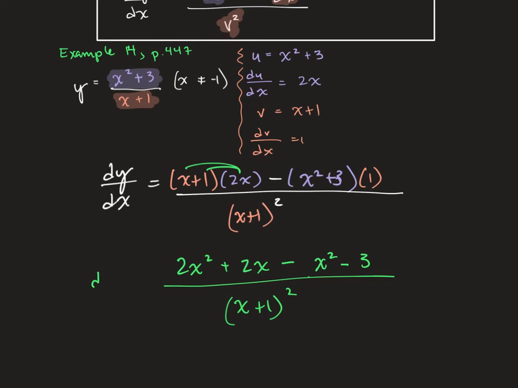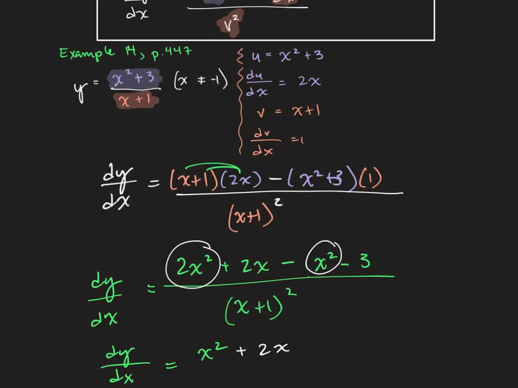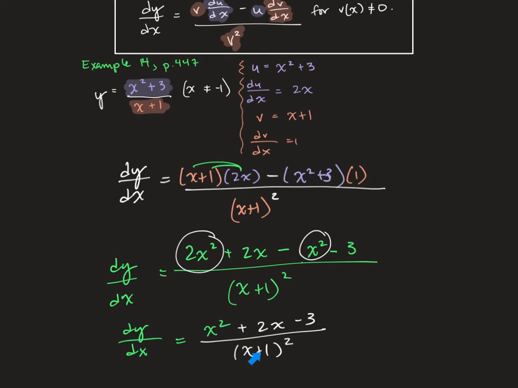So now let us combine like terms in the numerator, and we would get dy/dx is equal to just a single x squared, because we've got 2 of them here and a minus 1 of them here, and then we've got a plus 2x minus 3 all over x plus 1 quantity squared. And that's about as simplified as it gets for us, because even though this thing could be expanded, it's not like the x squares would end up canceling or anything like that. So this is your derivative of this thing using the quotient rule.